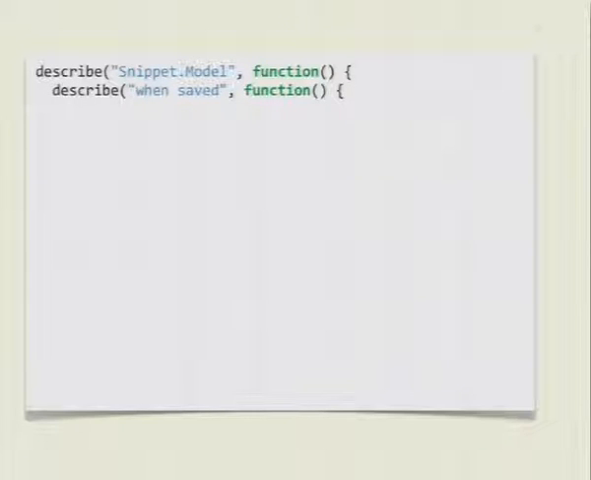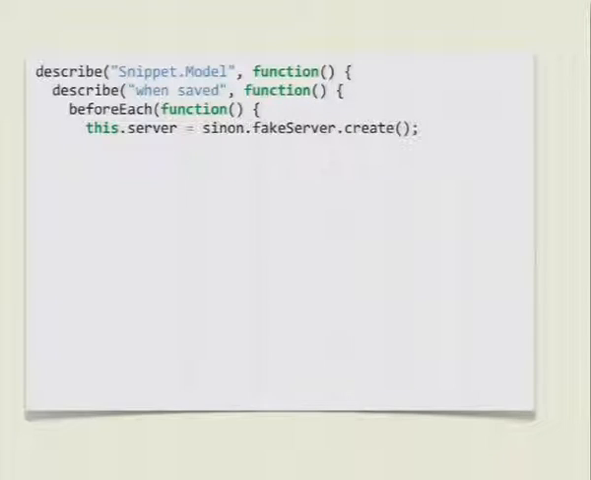We then describe the condition, the context of the behavior that we're interested in, so in this case when it's saved. And we need to provide a setup function for all the examples that we're going to run on this. The purpose of this is to essentially set up that context. So the first thing we need is a fake server. So this is the syntax for creating a Sinon fake server, very simple.